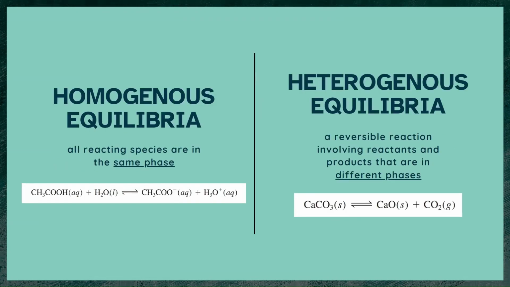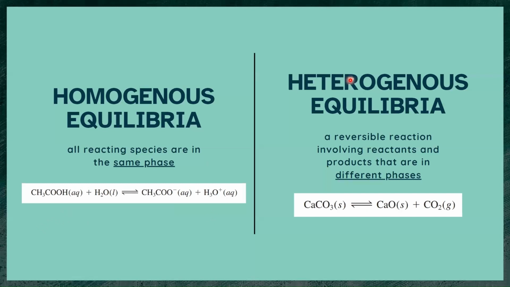There are two types of equilibrium reactions. The homogeneous equilibria contain the same phase for all reacting species. For example, we have this reaction between acetic acid and water. Though there is a liquid phase here, we all know that water exists in a liquid phase. As we review, an aqueous solution is a special type of liquid formed by dissolving a compound in water, so it is still considered a liquid phase. Thus, we still have a homogeneous equilibria throughout this reaction.